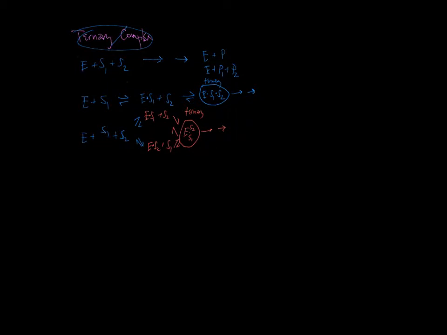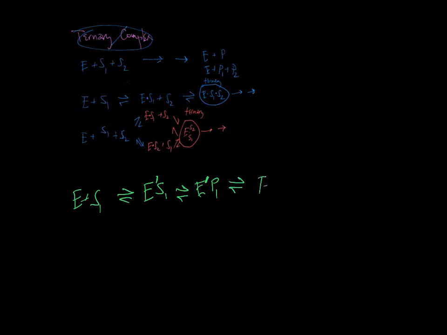So let me change the colors once again so that it's easier to tell. So we have E plus the first substrate. Typically, it's binding this one. And I'm going to clearly show it as, and that's a prime, meaning the enzyme itself was changed somehow. Product 1.